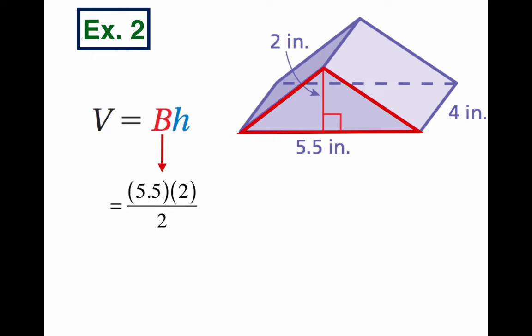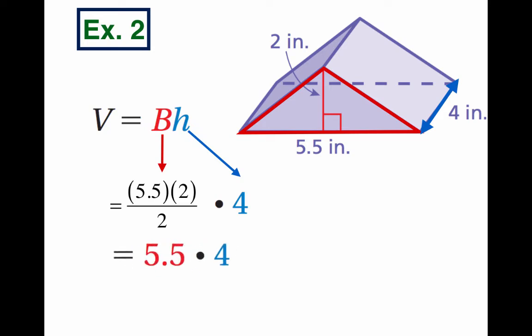Well, we know how to do that. Base times height divided by 2. So we're going to do 5.5 times the 2 inches, that's how tall the triangle is, divided by 2. What's the height of our prism? Well, we'd have to flip this thing over onto its base to picture the height. So the height's actually the 4 inches that you see over there. So we're going to be timesing by 4.